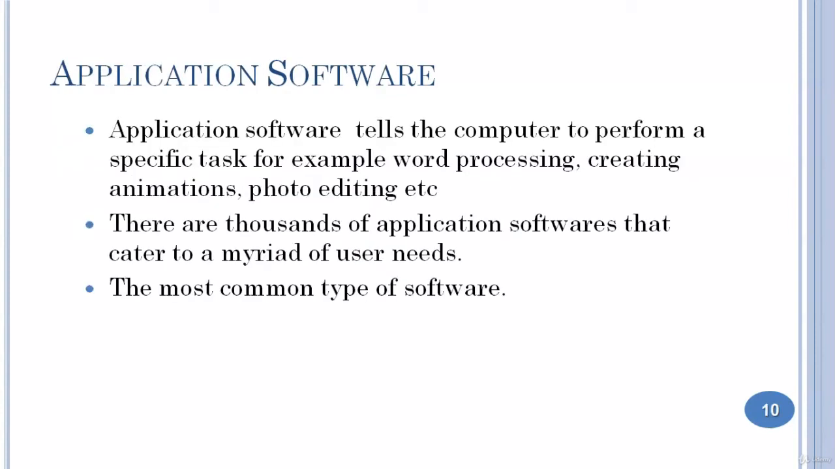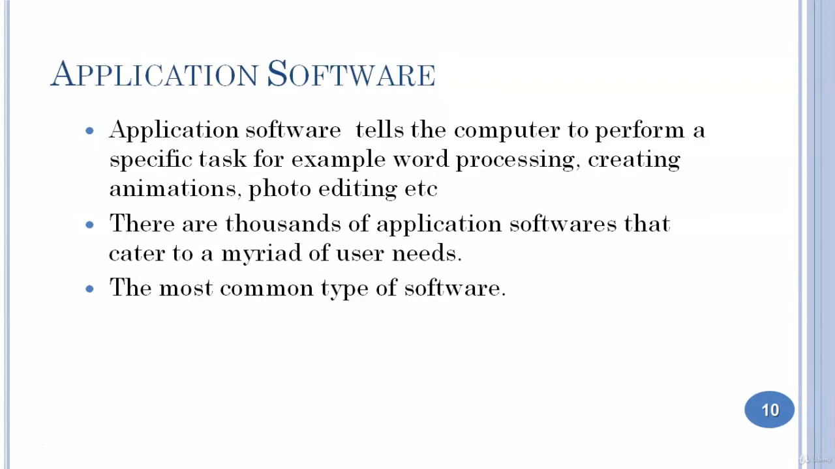Now let's discuss what is an application software. An application software tells the computer to perform a specific task. For example, word processing, creating animations, photo editing. Okay, so the application software is basically meant to perform one specific task. Now there are thousands and thousands of application softwares out there that cater to a myriad of user needs.